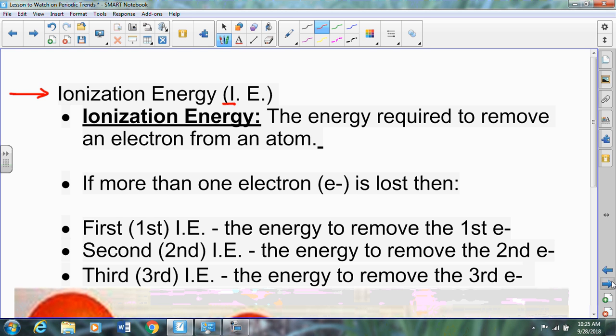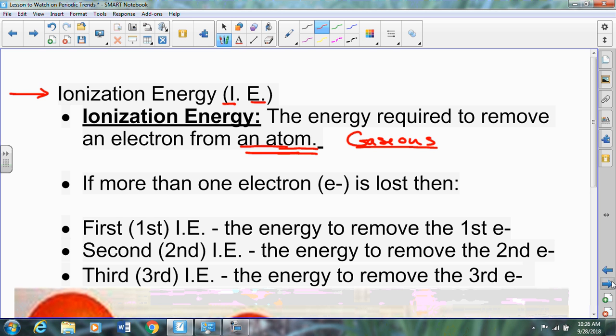Ionization energy is, the definition is, the energy required to remove an electron from an atom. There are book definitions that talk about how this has to be gaseous, so it has to be a single atom. A lot of times if they're stuck in liquid or solid, there are many atoms touching each other. So once we get a single atom, we can add energy and we will remove an electron.